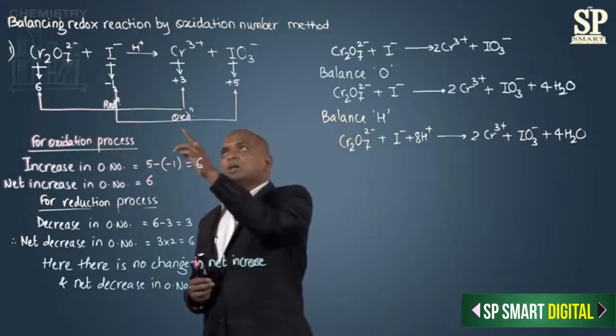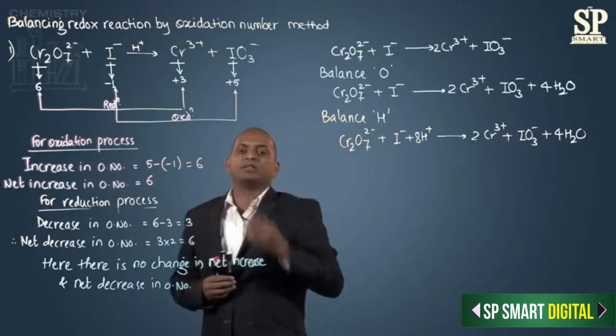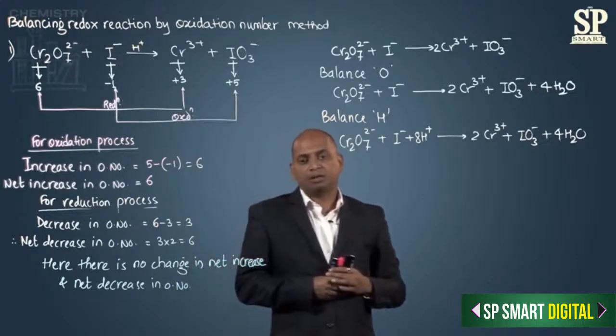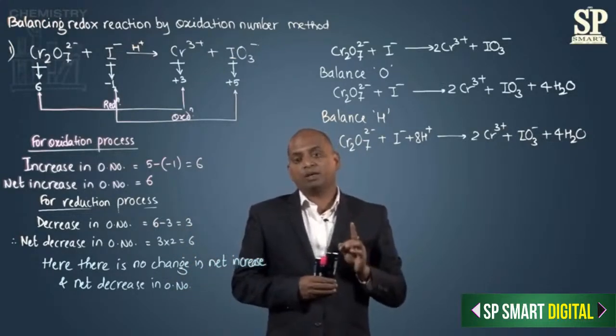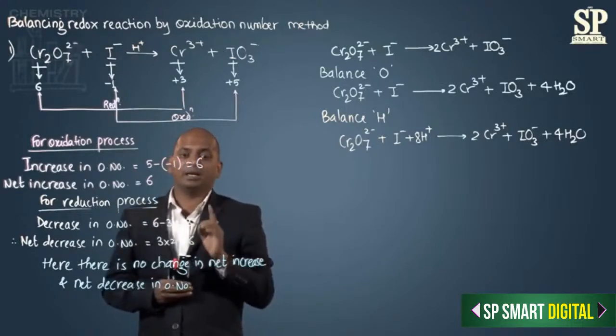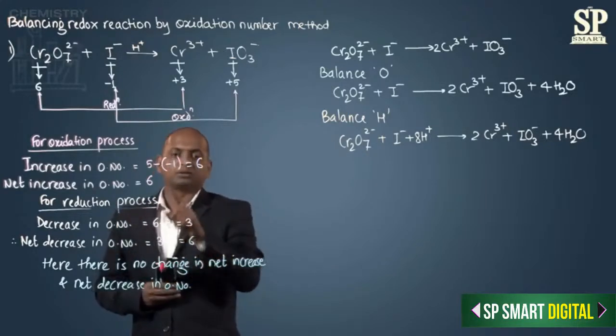This is the advantage of this method, the oxidation number method. But what is important over here is that you should be able to identify this difference.